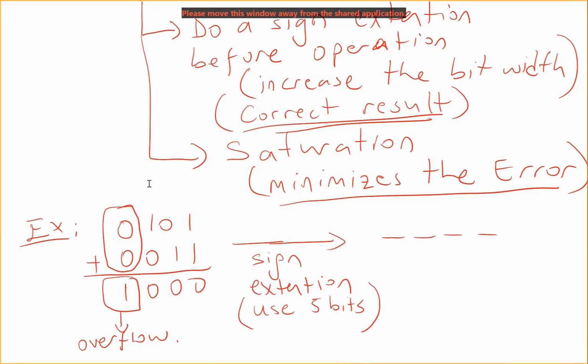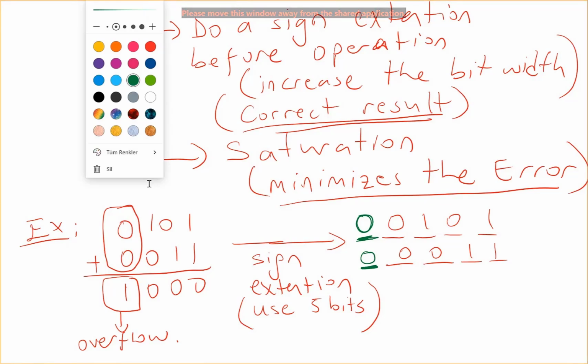So this is my 4 bits, and I do one more bit addition here. Let's do it with a different color. So this is my sign extension bit, and this is my sign extension bit for the other. So this was 0, 1, 0, 1, and this was 0, 0, 1, 1. The sign extension means I just add a sign bit here. My sign bit is 0 here, so I will be adding another sign bit for each variable. That's why it's called sign extension.